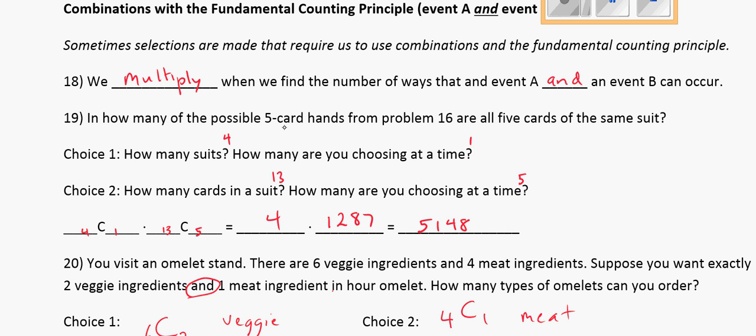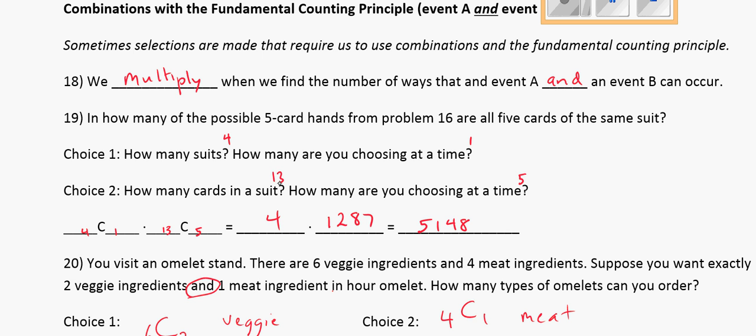How many of the possible 5-card hands that you could be dealt are all the cards from the same suit, meaning they're either all spades or all diamonds, all hearts. So what we've got to do is look at this in a series of 2 choices. The first choice is how many suits are there? There's 4 possible suits you could choose from. And how many of those suits are you going to use to get 5 cards of the same suit? Just one of those suits.